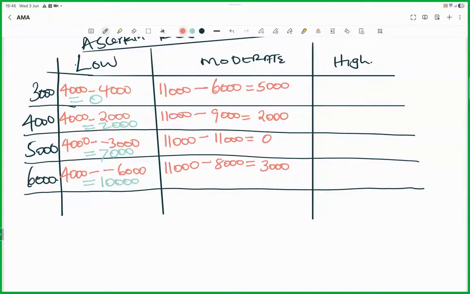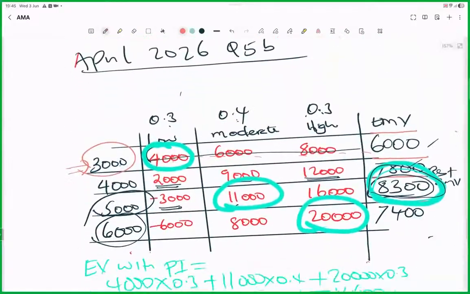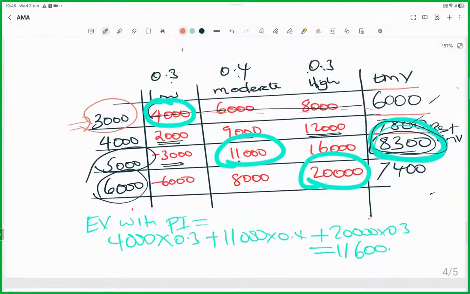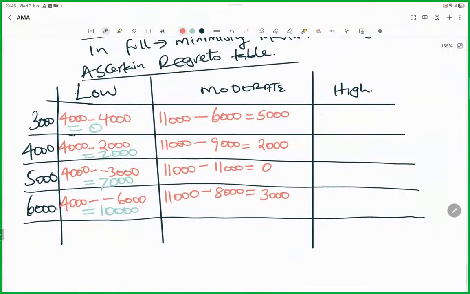Finished? So remember, it's very easy. For the third column, you start by identifying the very highest here, which is what here? 20,000. And then you duplicate the 20,000 across. Minus, minus, minus, minus. Is that okay? And then now you subtract the existing payoffs, isn't it?